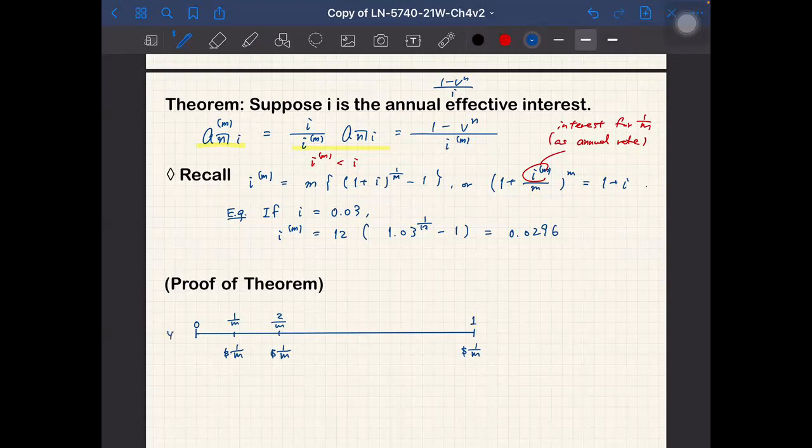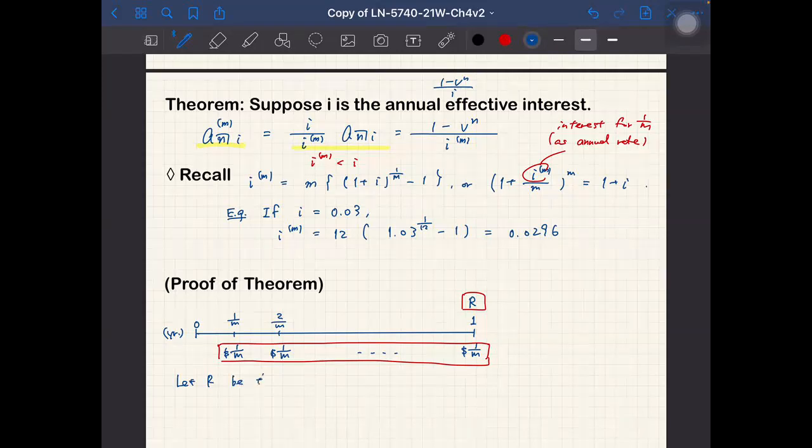So this is the time diagram, and we consider the payment of R per year, which has the same present value as m payments of 1 over m dollars. So we equate the present values of these two payments, and we want to determine R. Then we can actually calculate the present value of this.